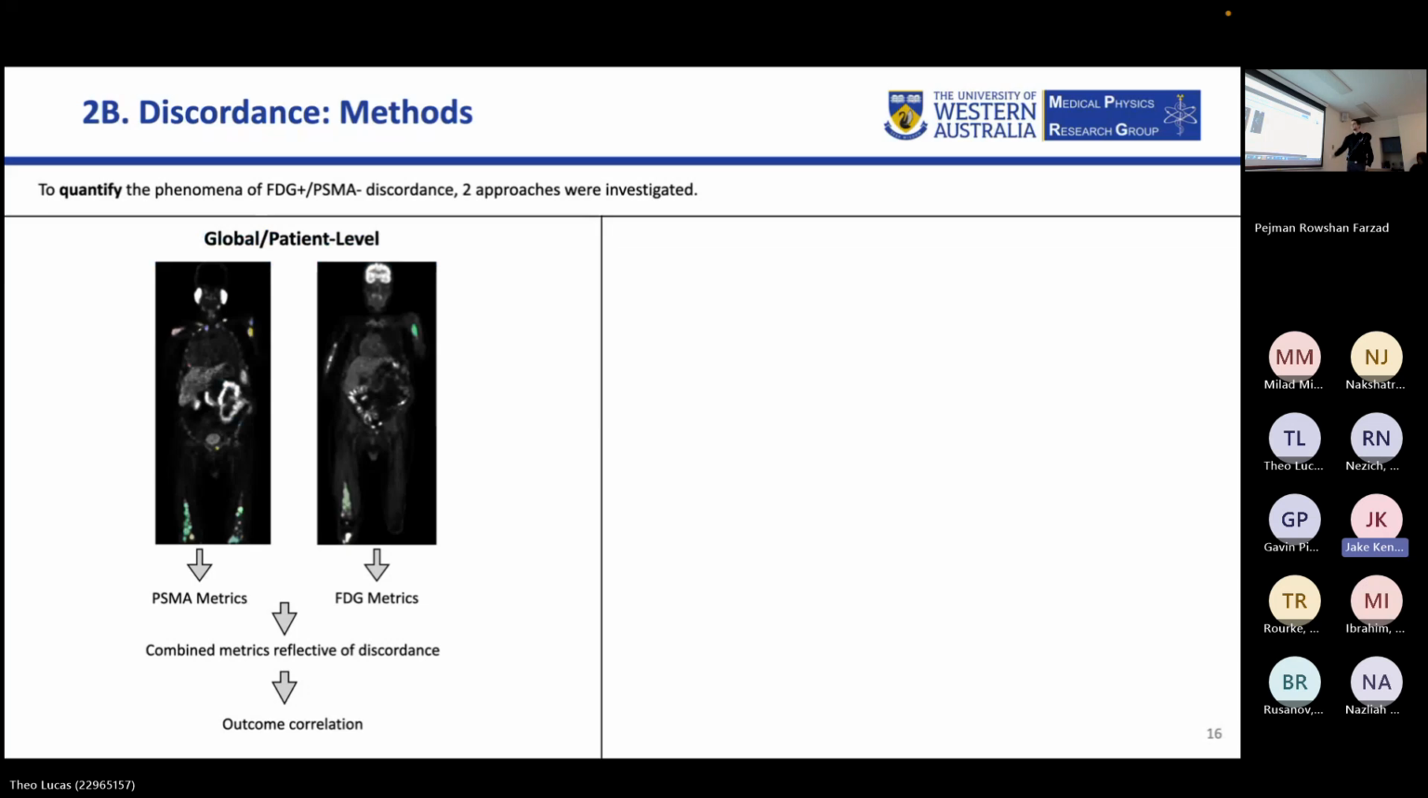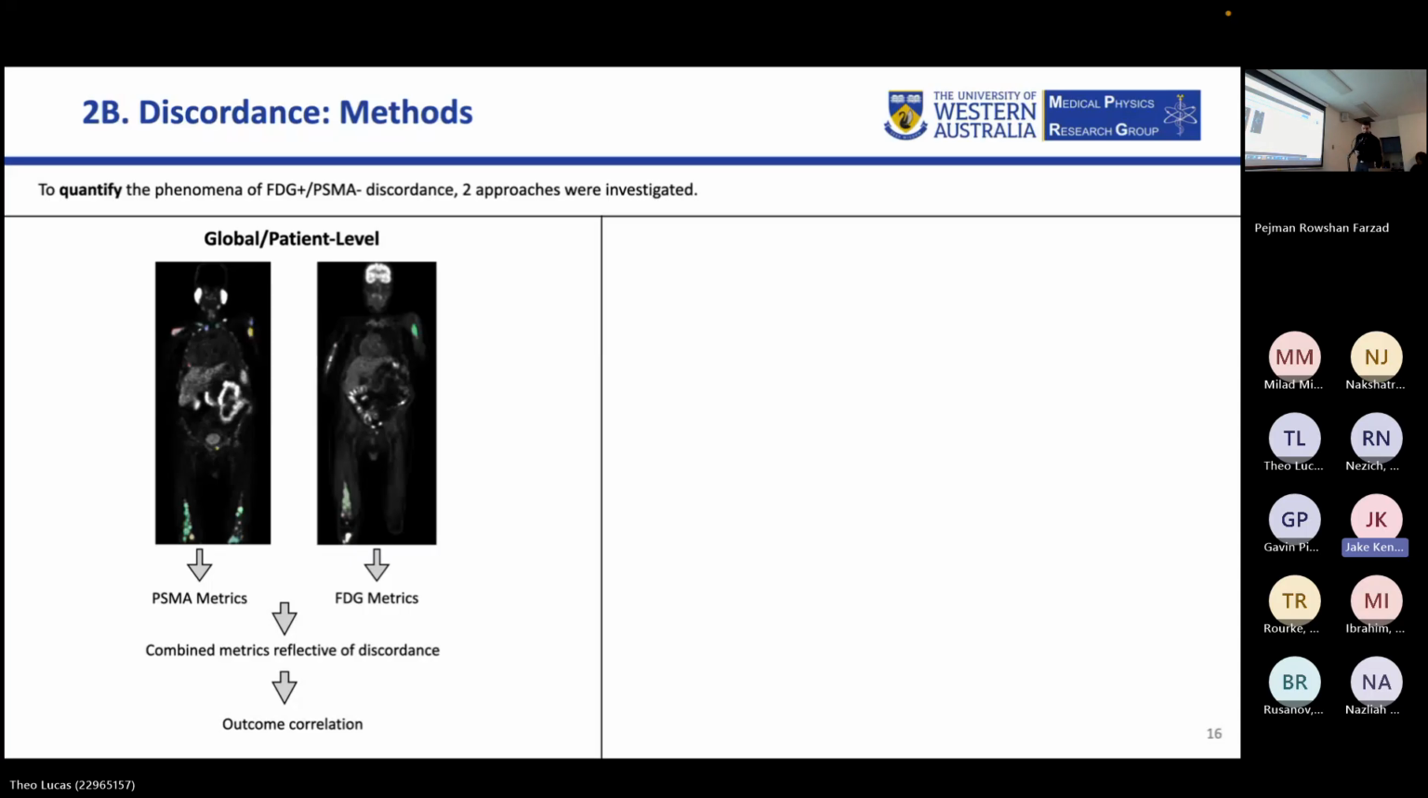In the first approach, which I've entitled the global analysis, what was done was essentially extracting radiomic features from the PSMA and FDG scans separately and combining those metrics into a single unified metric that was reflective of discordance. This will make sense in the next slide. And then basically testing that unified metric for outcome correlation.